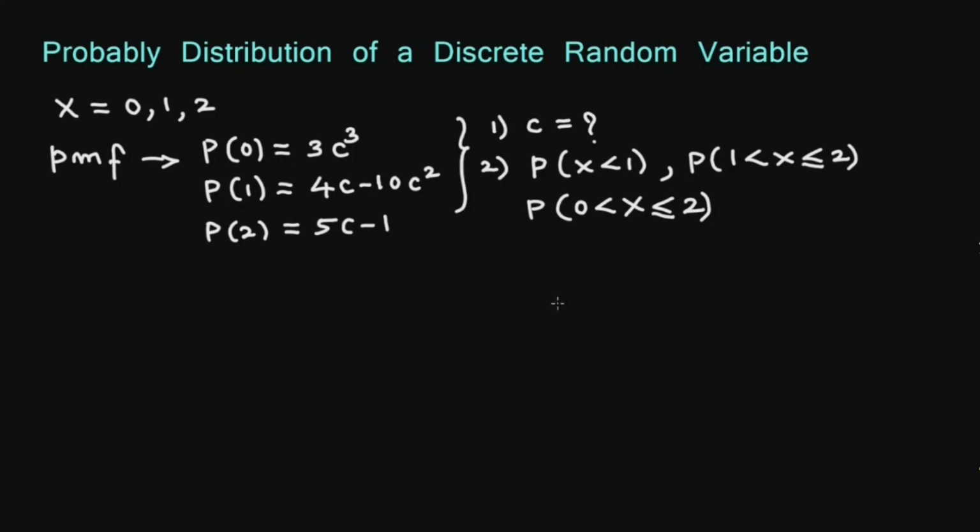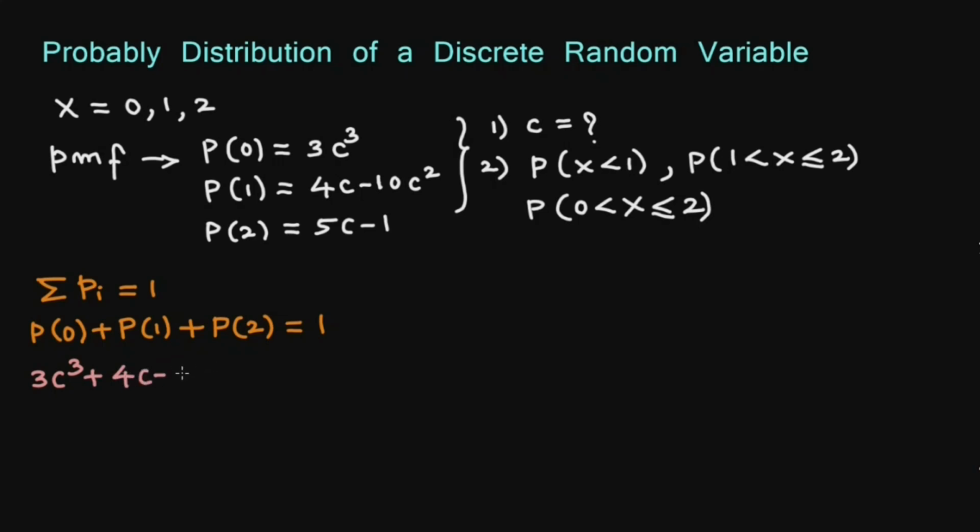Now from the first condition of the probability distribution, we have summation pi equals 1, that is, the sum of all probabilities is 1. Therefore p of 0 plus p of 1 plus p of 2 equals 1. P of 0 is 3c cube plus p of 1 is 4c minus 10c square plus p of 2 is 5c minus 1, which is 1. This will be 3c cube minus 10c square plus 9c minus 2 equals 0. This is a cubic polynomial equation in c.